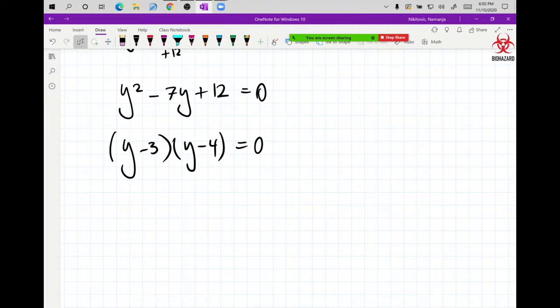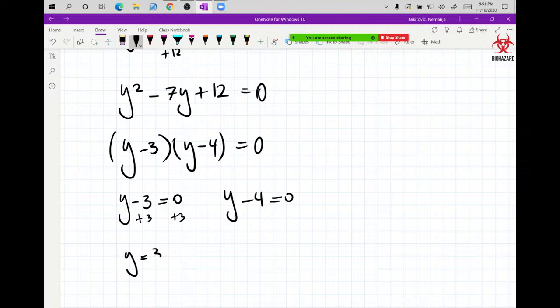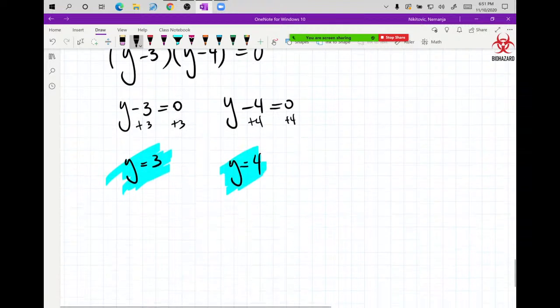And now, this is where we use zero product rule to kick each one of these out. Add 3, y is 3, add 4, y is 4. And those are our answers. It's a very systematic problem. You ask yourself, do I need to simplify it? If not, then we go to factoring and I use whatever method. And the answers pop out. That's all it is.